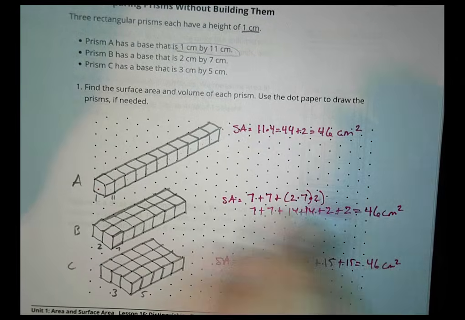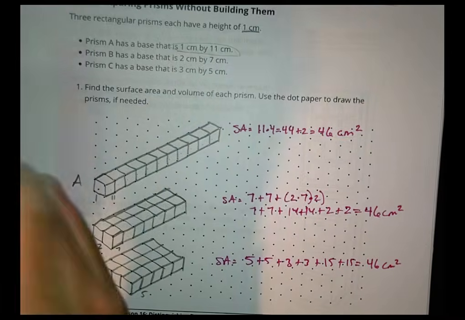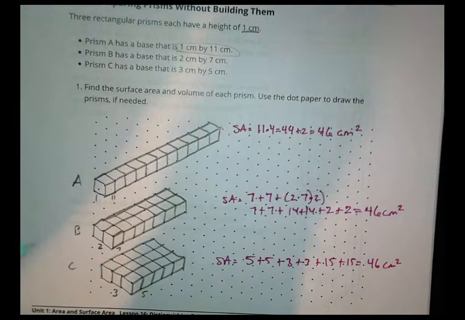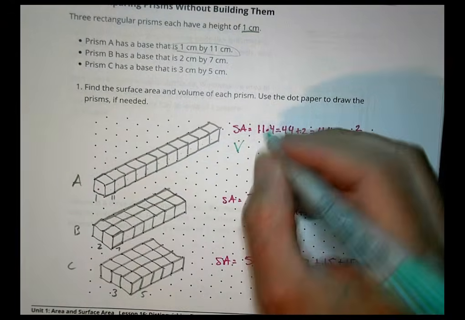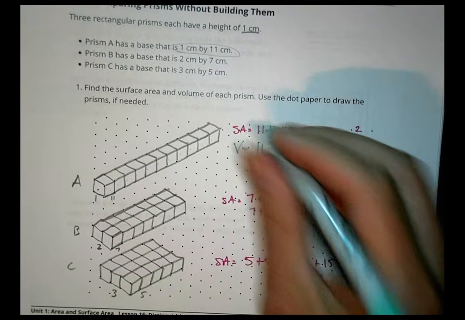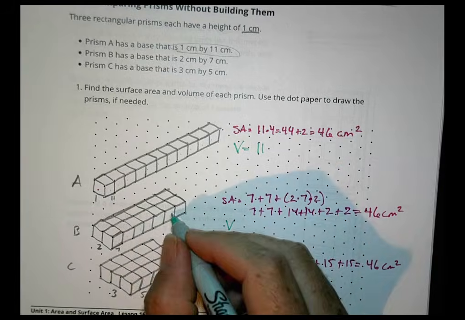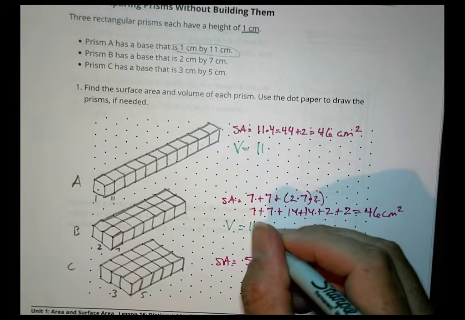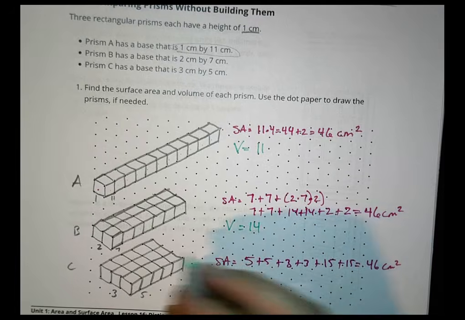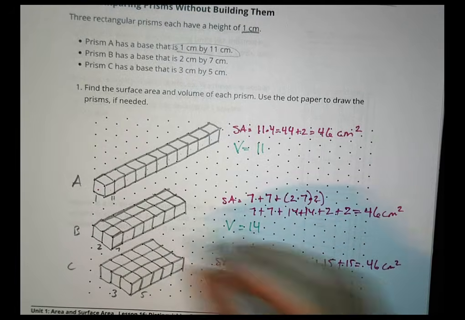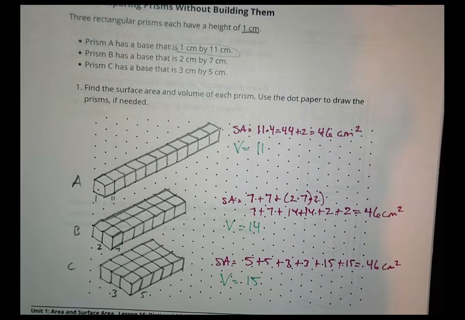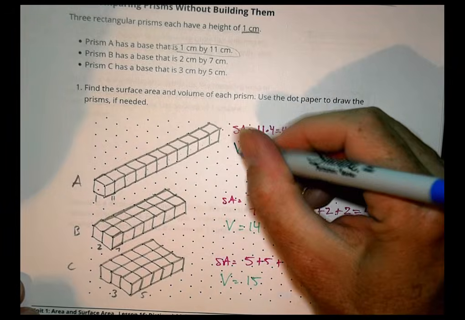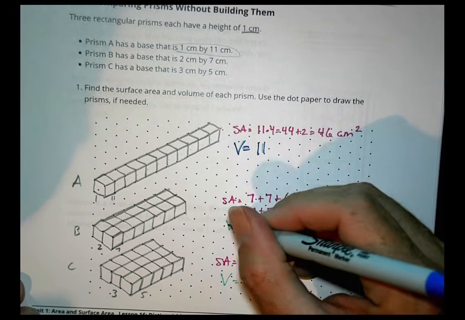But what about the volume? When we talk about volume, we're talking about how many squares or cubes are being used. This one has a volume of 11. There are 11 squares that are used. For B, we have 7 plus 7 is 14. We have 14 squares being used. And for this one, we have 5, 10, 15. We have 15 squares being used. So that's our surface area and our volume for each of those. It's not very dark there, so let me highlight it a little darker.